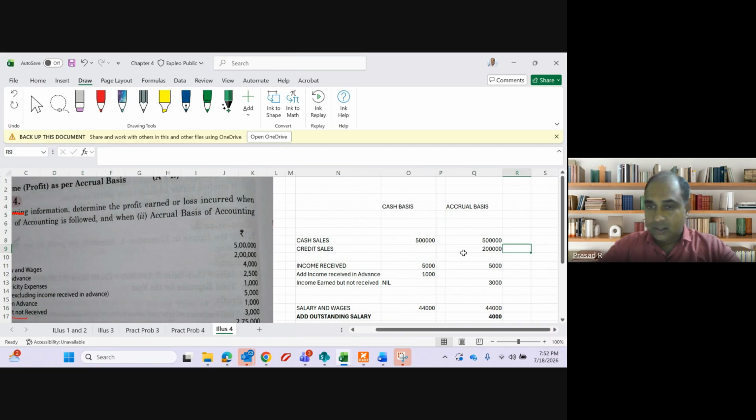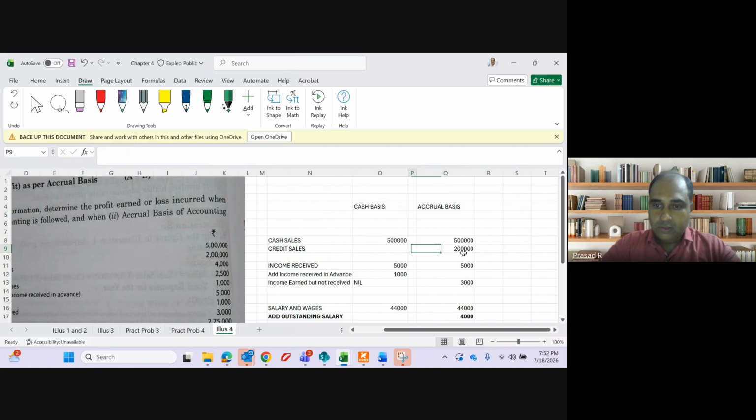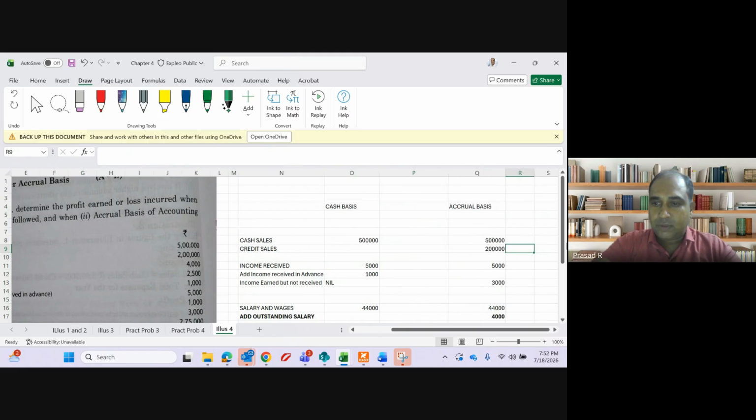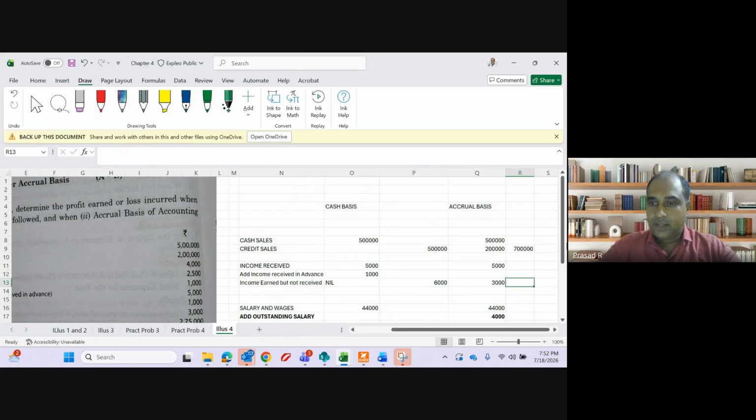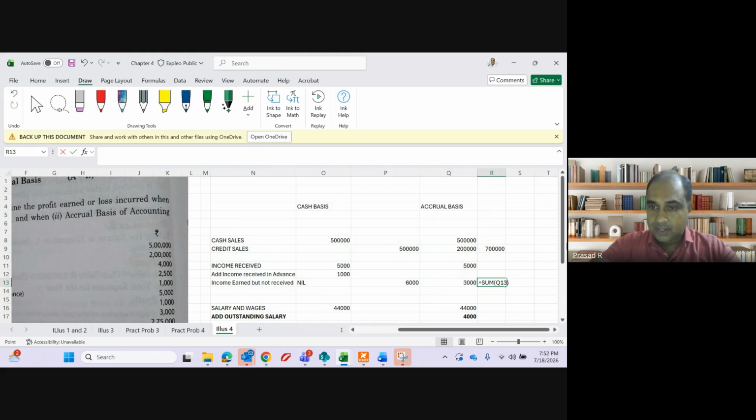So each of my line items is known. In accrual basis, how much is my sales? Cash and credit is 7 lakhs. In cash basis, it is how much? 5 lakhs. Income received in advance, 6,000. Here it is 8,000. So this is the total column, guys.